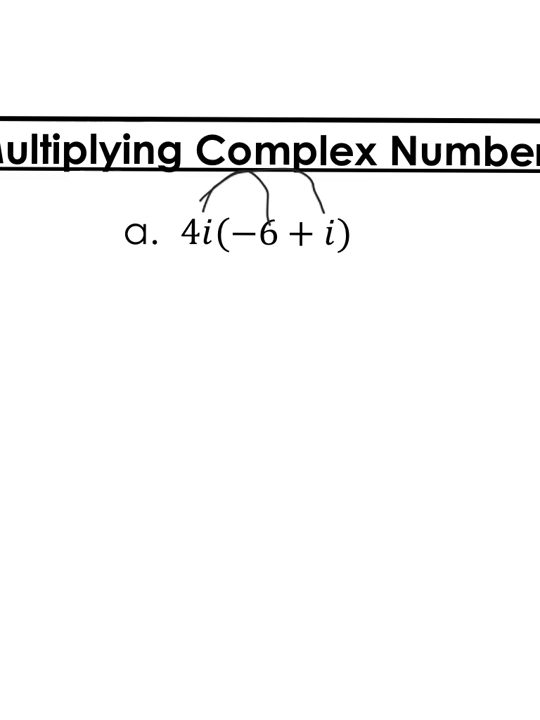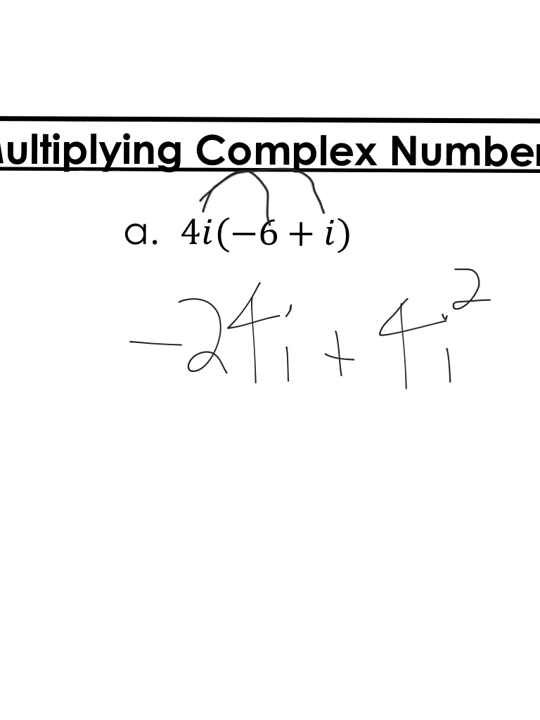Alright, so this last section here, multiplying complex numbers, just gets a little bit tricky. Hopefully nothing too bad. So you get 4i times negative 6 and 4i times i. And 4i times negative 6 would just get you negative 24i. And then here you get 4i times i, so I'm going to write plus 4i squared.